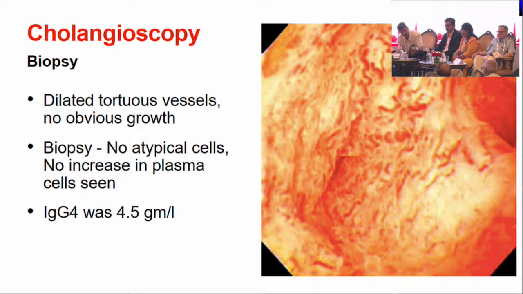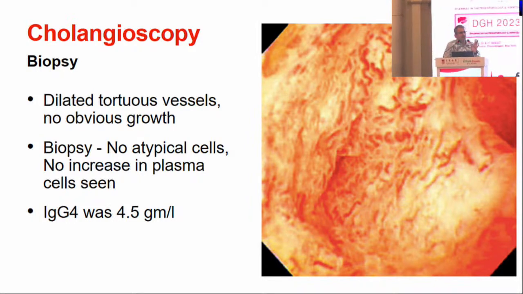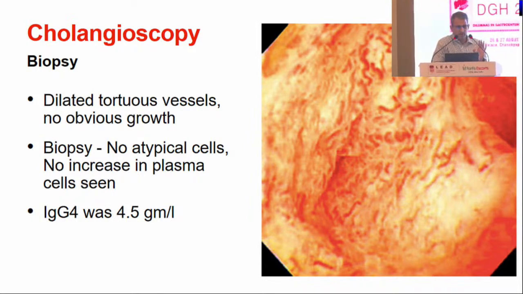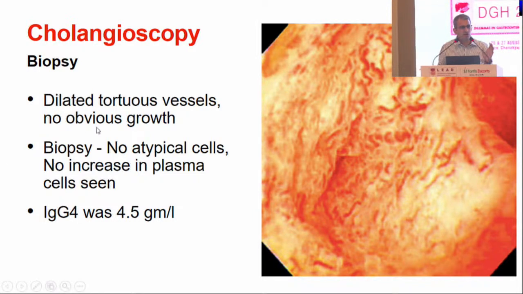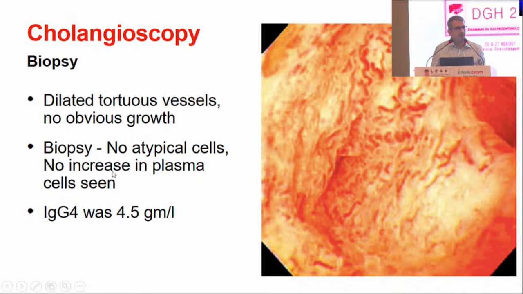Fair enough. So our endocrinologist was not confident. He said that maybe it's a cholangio, maybe it's IgG4. So we decided to do a cholangioscopy. We went in, we saw the stricture. There were dilated tortuous vessels around the stricture. There was no obvious growth. We took multiple biopsies. No atypical cells were shown in the biopsy. Although we did not see any increase in plasma cells, we did not document IgG4 on the biopsy. Yeah, we have not excluded cholangiocarcinoma, and there are 3 ducts separated.